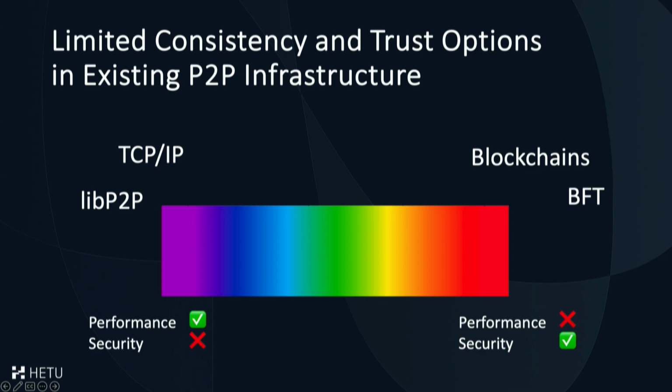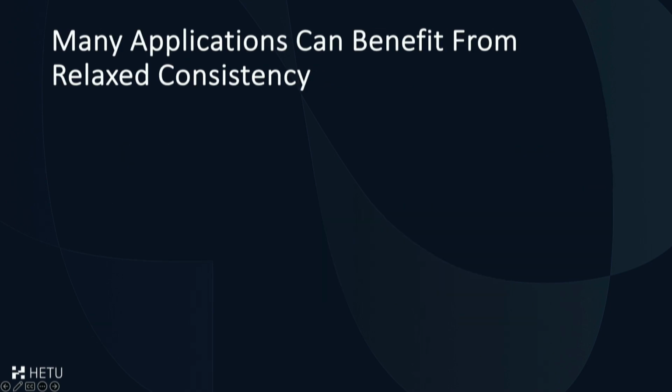But we can see that this is a spectrum, so you don't only have two endpoints. There's a lot of ground in the middle. For all these middle security and consistency options, there's currently not a lot of infrastructure for you to use. But actually, we see that there are a lot of applications which can benefit from slightly more relaxed levels of consistency or trust models to scale.